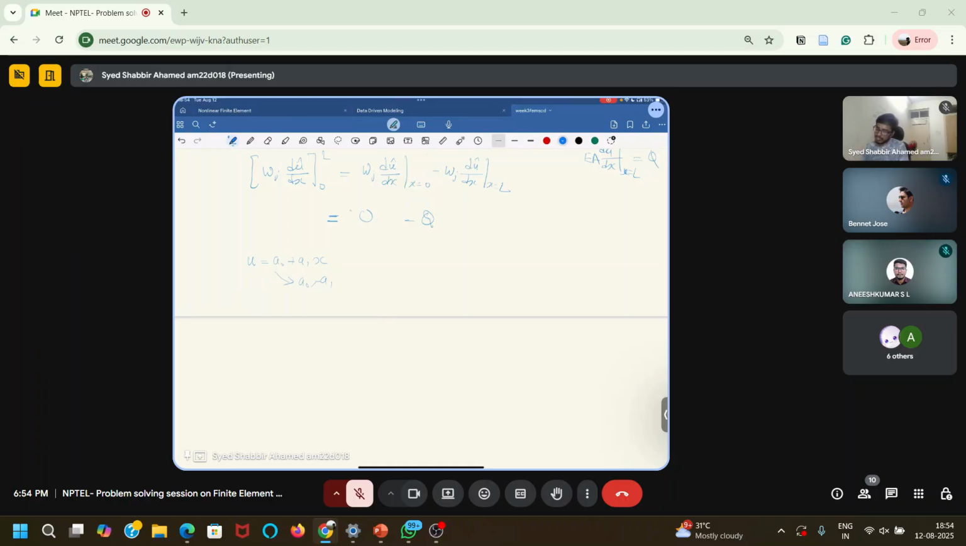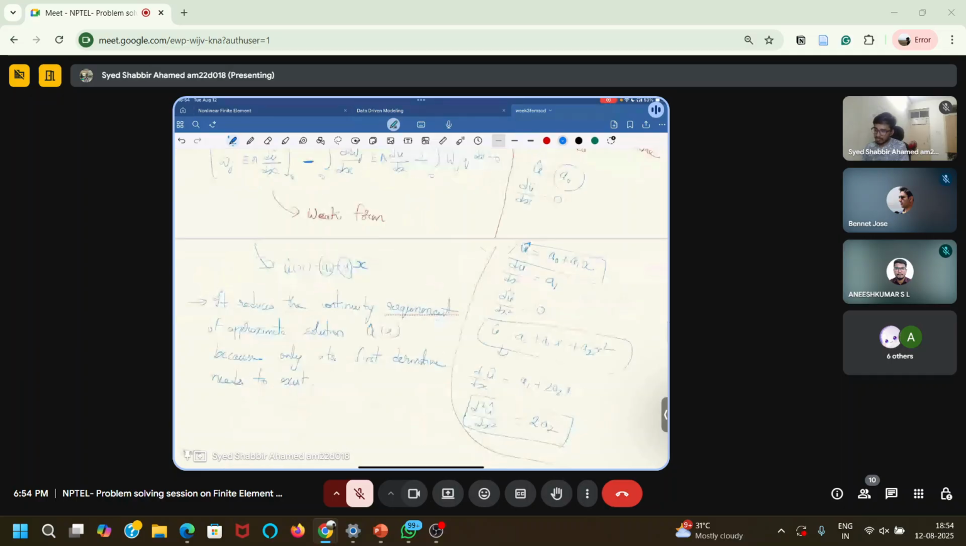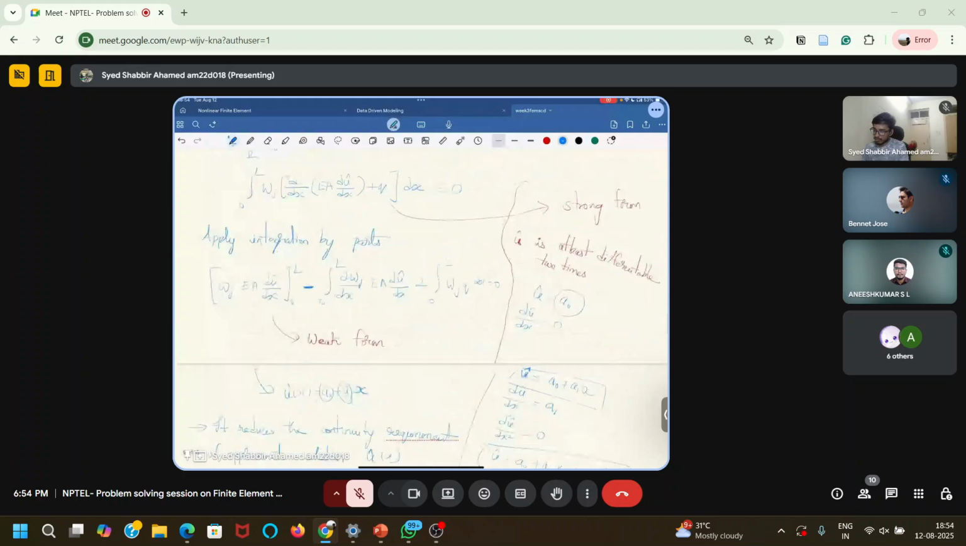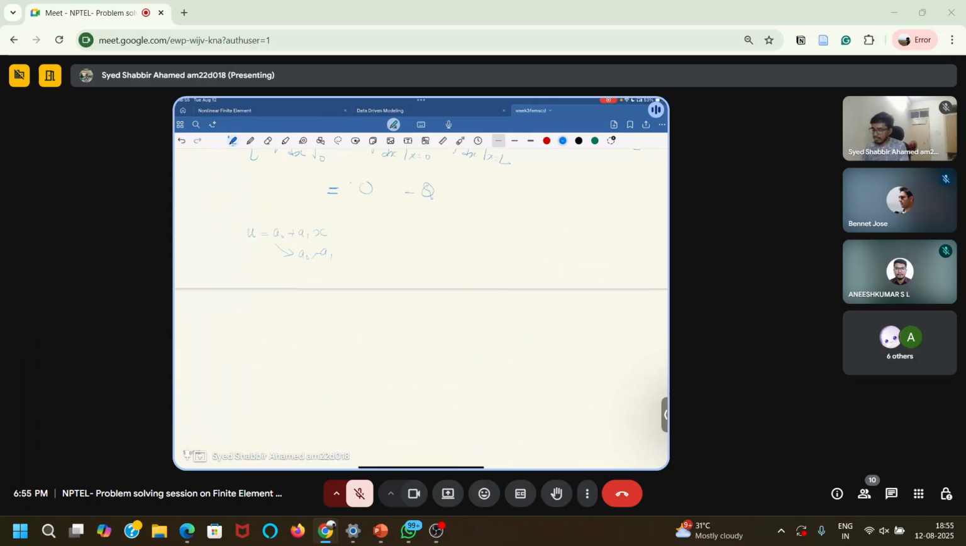So the weighted residual method is one way to get to the weak form. We can also use the variational principle to do that, but today we will not look at that.